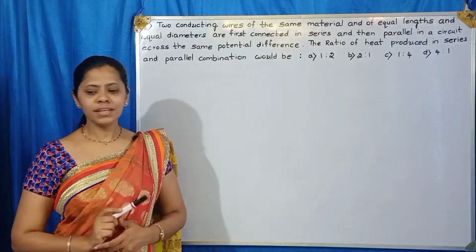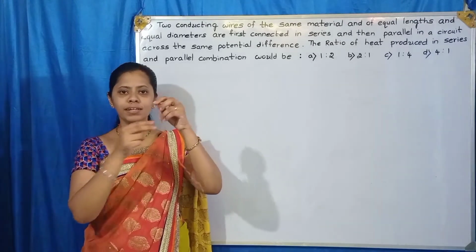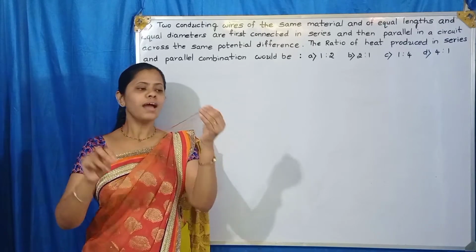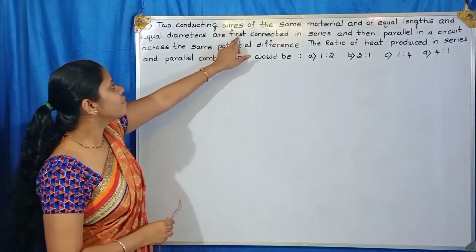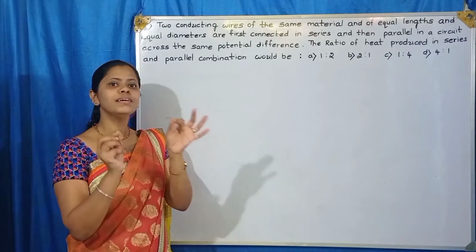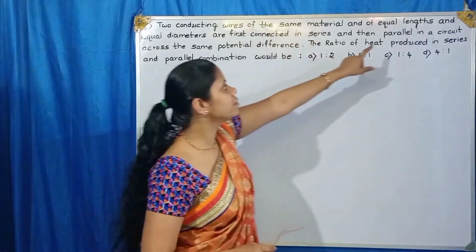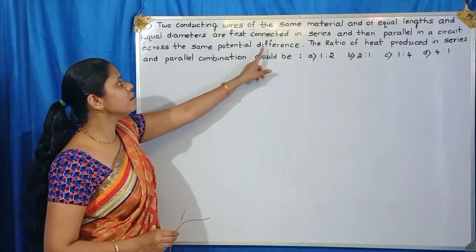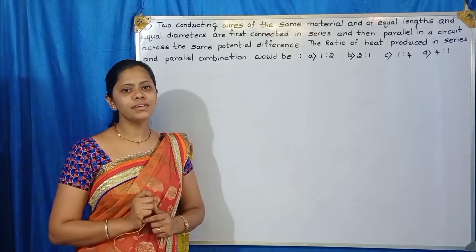For example, see here, they have taken two wires of the same length and equal diameters, and they are first connected in series. These two wires are first connected in series, and again they are connecting the same wires in parallel across the same potential difference. It means in both the circuits the potential difference is same.